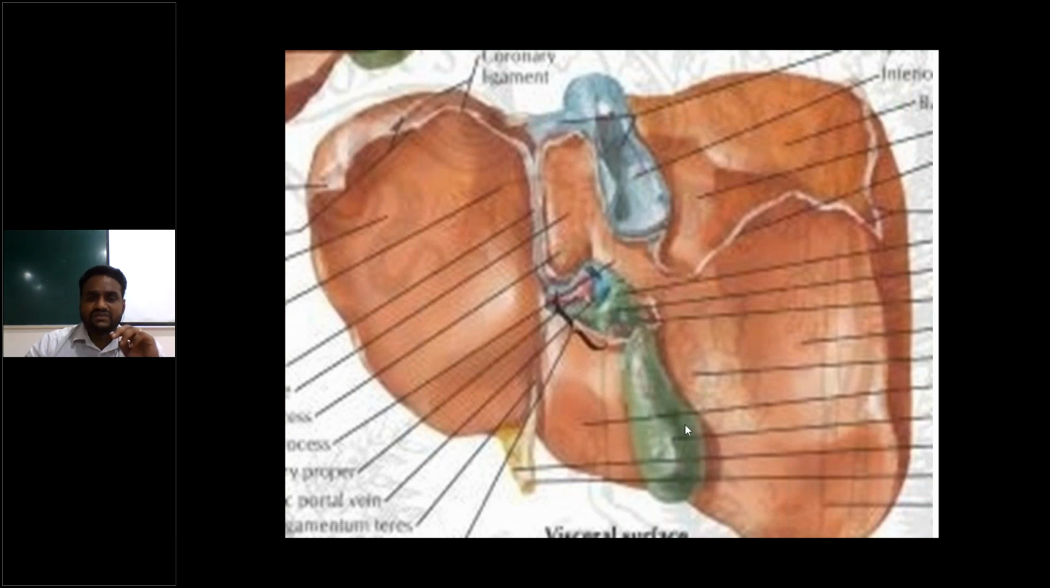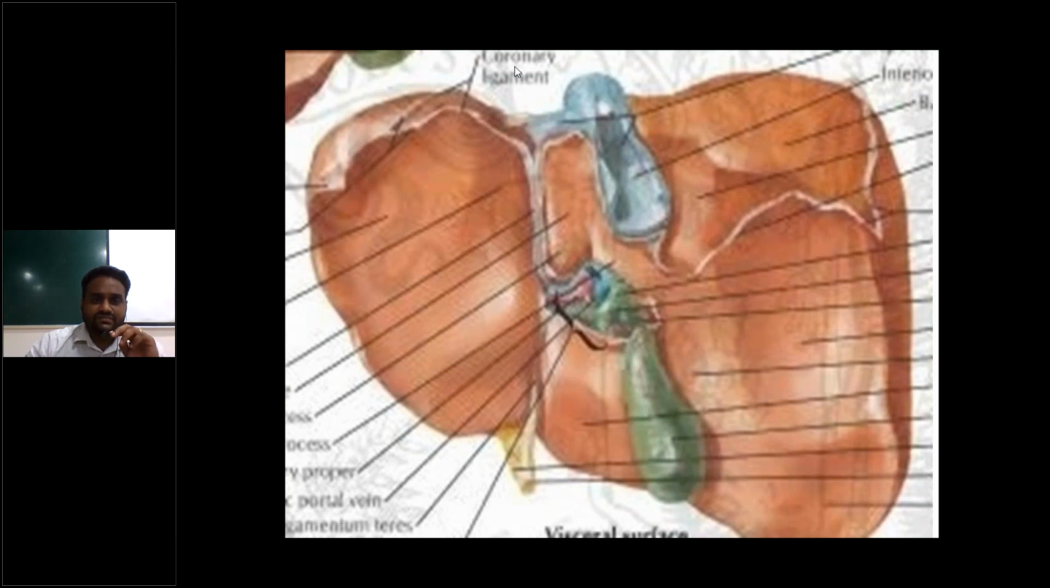This one with the impressions. Here, first the groove for the esophagus, and this one is the cardiac impression, and this is the first part of the duodenum. Here, the second part of the duodenum, and this impression for the colic flexure, the hepatic flexure, on the right side, and this is the renal impression, and also we can see the tuber omentale. This part is the tuber omentale.